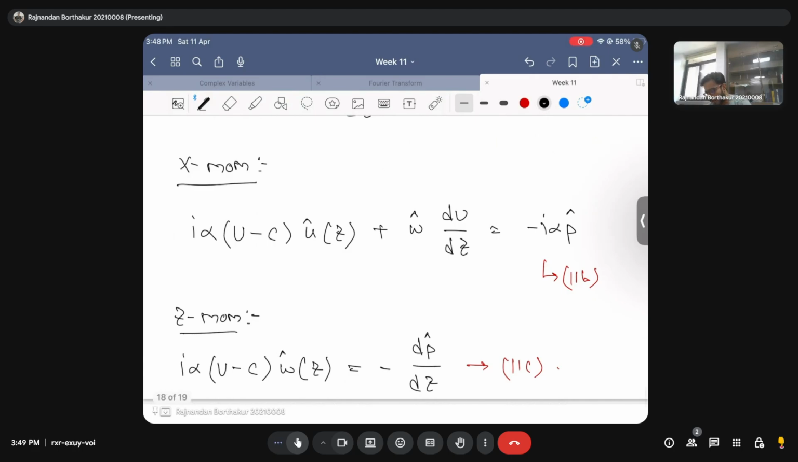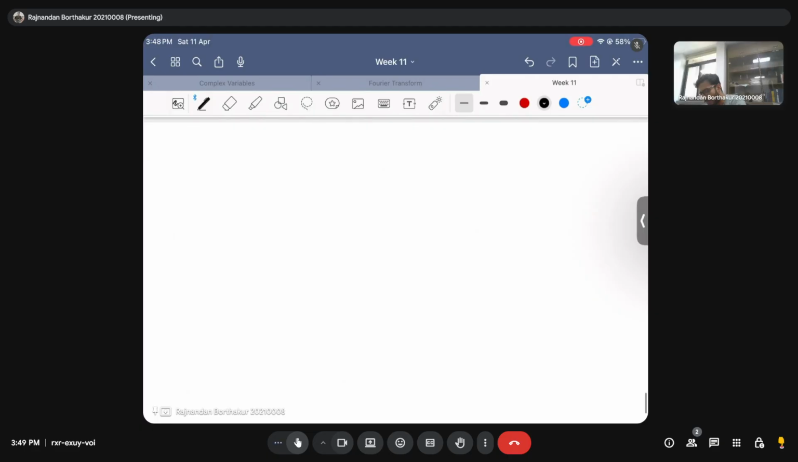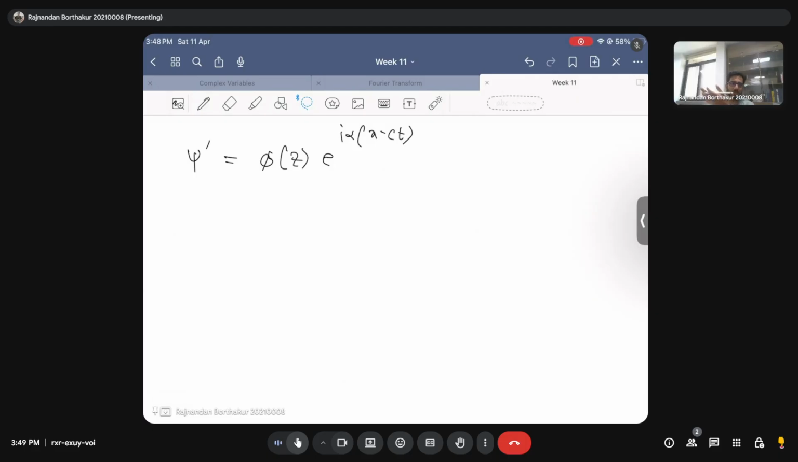So I can now use a perturbed value of the stream function, because the variables are solved for the perturbed variable. I can define a perturbed stream function, psi prime, and in normal mode analysis, I can write this as some phi of z times e power i alpha (x minus ct). You can ask me what the physical significance of this perturbed stream function is. If I have a base flow, I can also define a base stream function. Let's say the base stream function looks something like this. This is my base stream function, psi base.